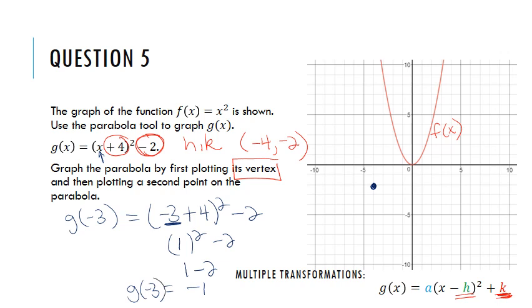So that means I'd go over 1, 2, 3, down 1. There's my second point. And then your OHS is going to go ahead and graph this for you. And it would look something like that. Okay? So find your vertex using your H and your K. Pick a second point, graph it, bam, you've got your parabola and you are all finished.